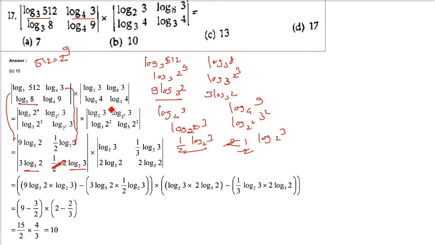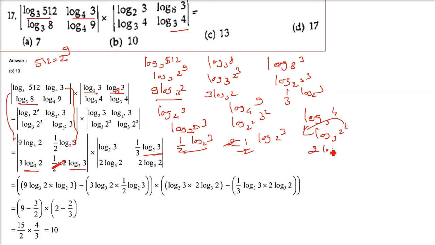Now let me show you log base 8, 3. 8 can be written as 2 cube, so 1 by 3 will come outside: 1 by 3 log base 2, 3. And then we have log base 3, 4. This 4 can be written as 2 square, so 2 comes in front: 2 log base 3, 2. Okay, all of this we are going to take one by one. Log base 3, 4 is log base 3, 2 square, and 2 will come outside, so it will be 2 log 3, 2. So each and every element you have to use the property of log and write.